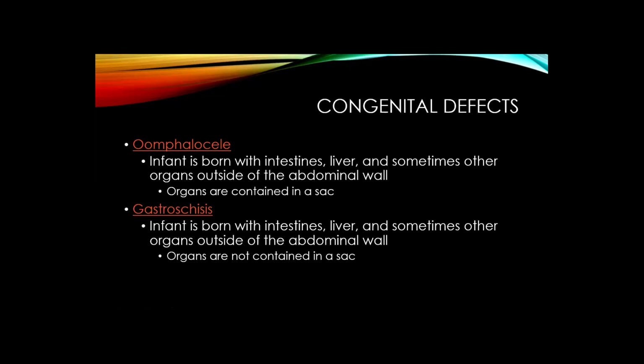Both of them treated similarly, and we're going to watch repairs of both of them because you will definitely see this when you are doing your NICU rotation, but slightly different. The difference being omphalocele, everything's contained in a membrane or sac. Gastroschisis, all kind of free floating in the amniotic fluid. So let me pull those up.